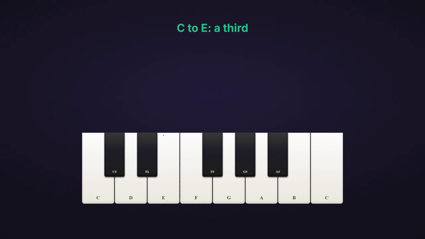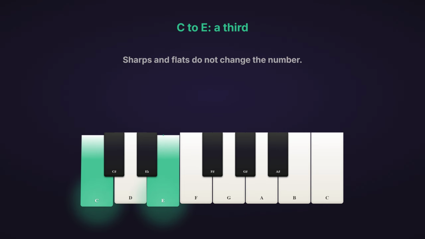Now here is the part that genuinely surprises a lot of beginners the first time they meet it. The sharps and flats in between do not change the number at all. Let me show you exactly what I mean. Take C up to E, count it. C is 1, D is 2, E is 3, so that is a third.